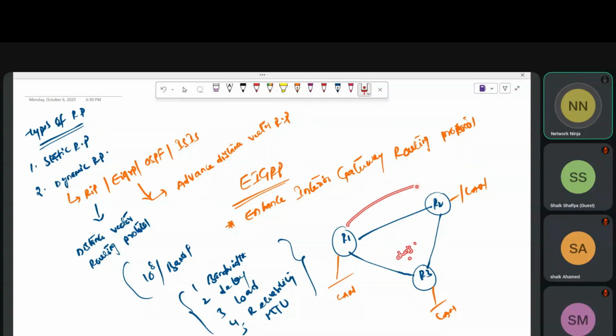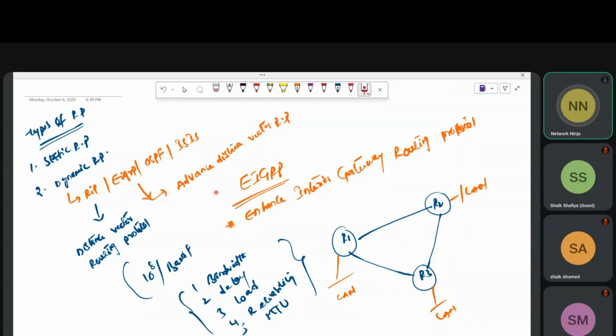Whichever distance is less, that route is going to become your primary route, guys. Or else you can say this is the best route. Traffic always takes this direction to reach R2's LAN. In case of a failure of the primary route, it is going to take the second best route. This is your second best route, or the secondary route.